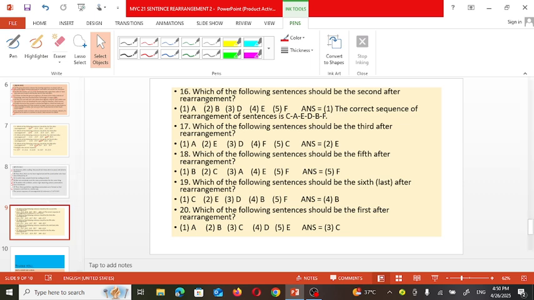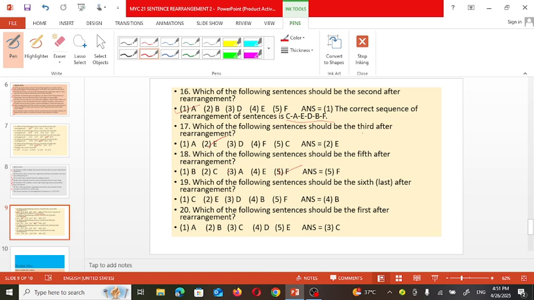With the help of this sequence, you are able to give the answer to this question. Which of the following will be the second in this arrangement? Second statement can be A, because the sequence we have decided is C A E D B F. So the second one will be A, the third one will be E. Here for the first question, A is the correct answer. For the fifth question, F is the correct answer.